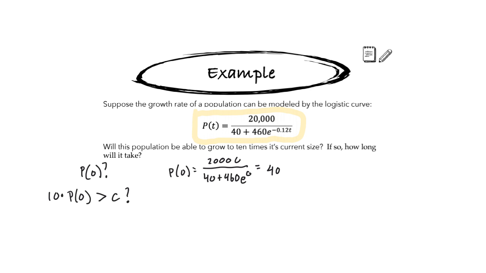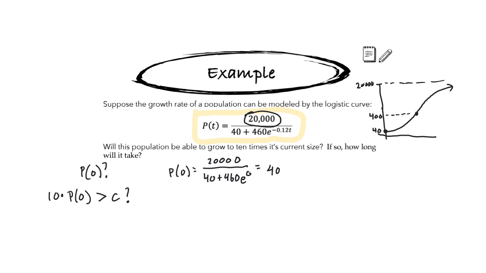And the carrying capacity, I don't have to do a whole lot of work for. The carrying capacity right here is 20,000. If you want to think about this visually, right now we're at a population of 40. I'm asked, can it grow to a population of 400? And the answer is yes, because the carrying capacity is 20,000. That means we're not going to see things level off until we get to 20,000. So yes, we'll be able to grow to 10 times its size and substantially more than that.